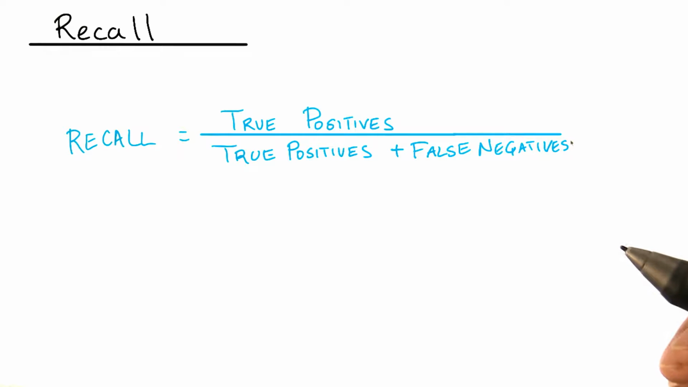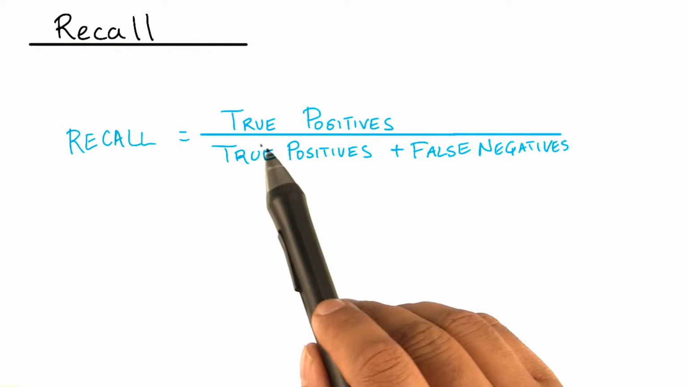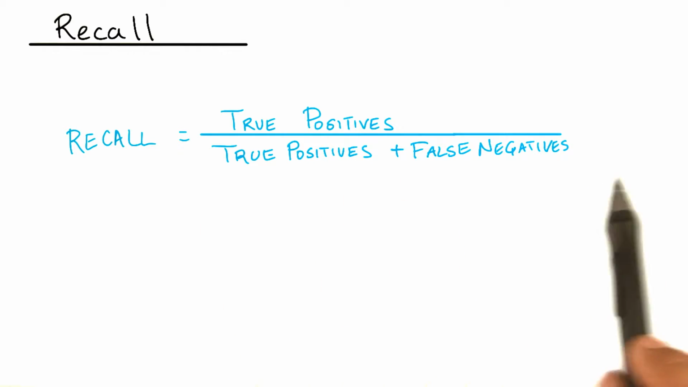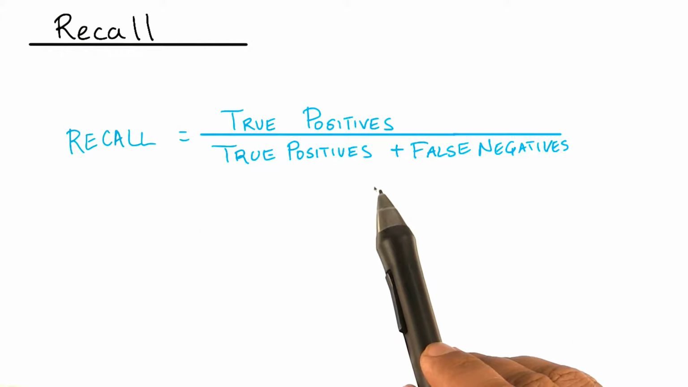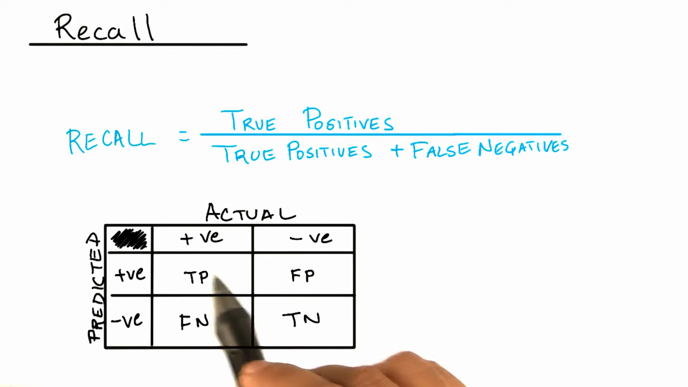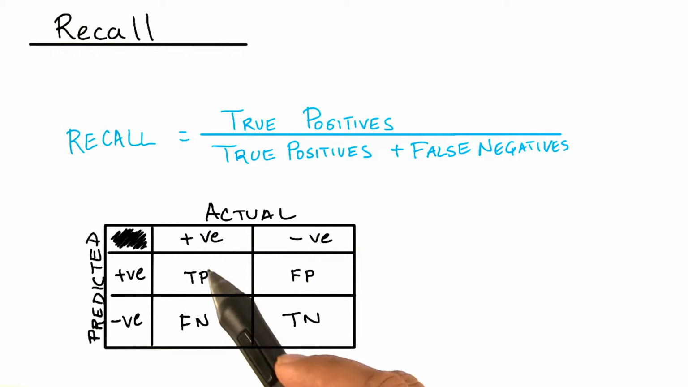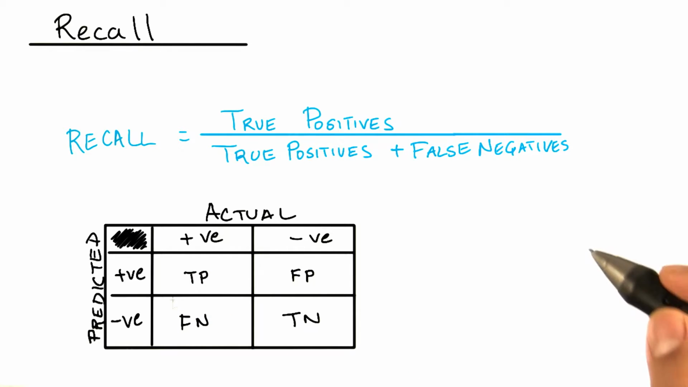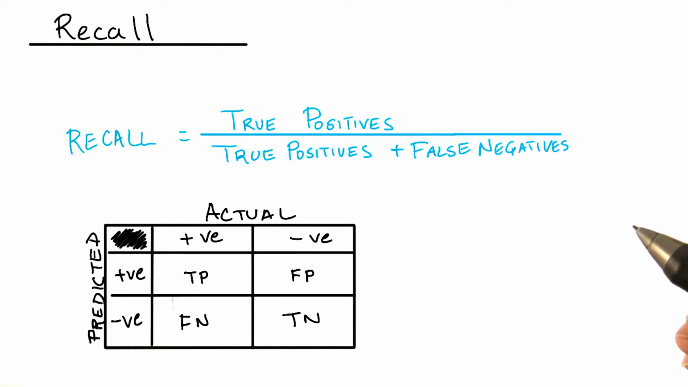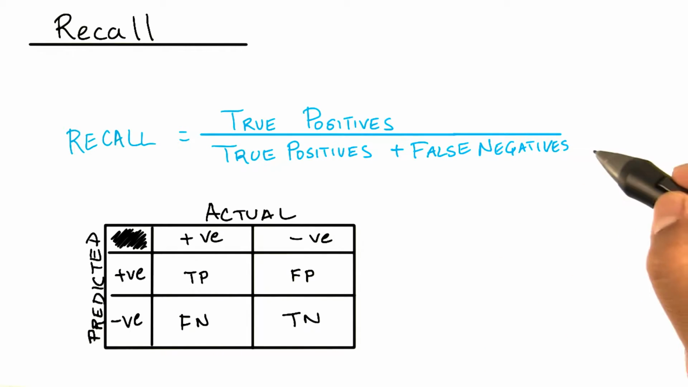Just like precision, we have another quantity that is called recall. The recall is the number of true positives divided by the number of true positives plus false negatives. Let's quickly look at our confusion matrix again. In this case, we are taking the true positives and dividing by the sum of true positives and false negatives. If you remember the definition of sensitivity, you will see that recall is the same quantity as sensitivity.